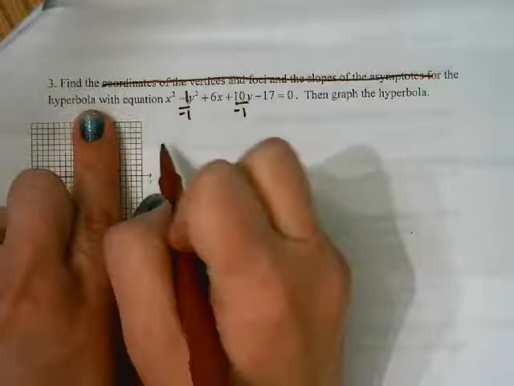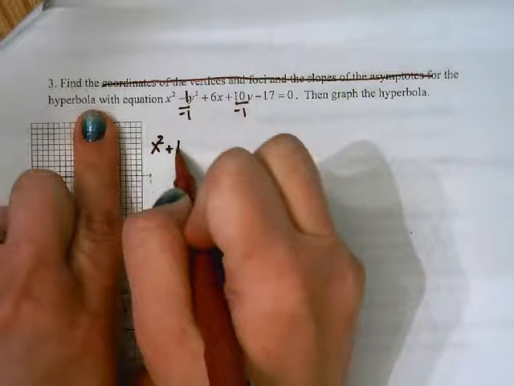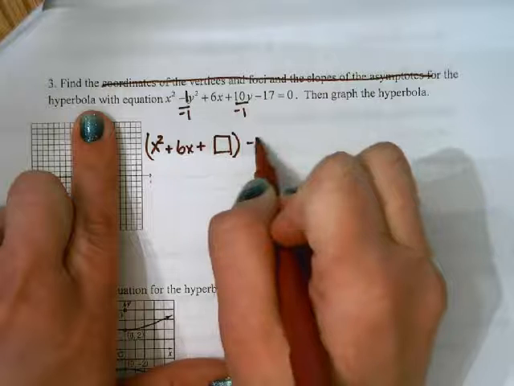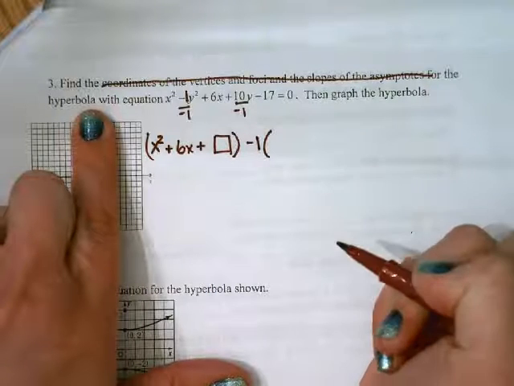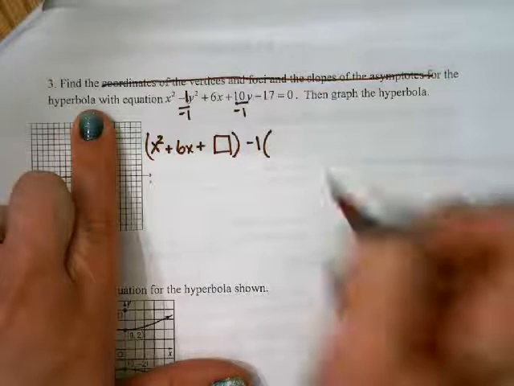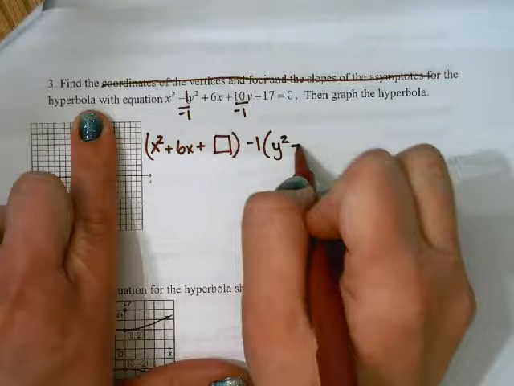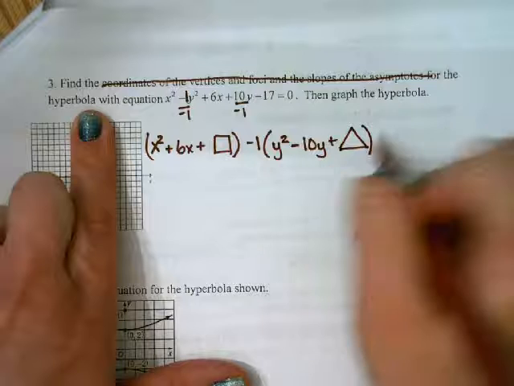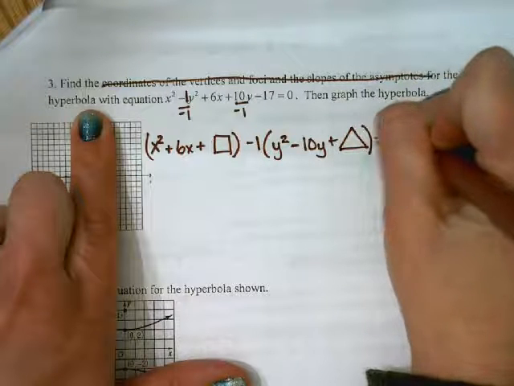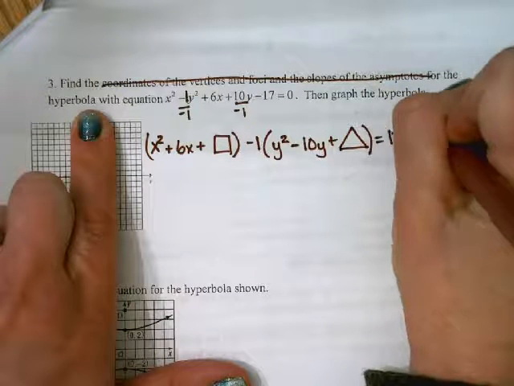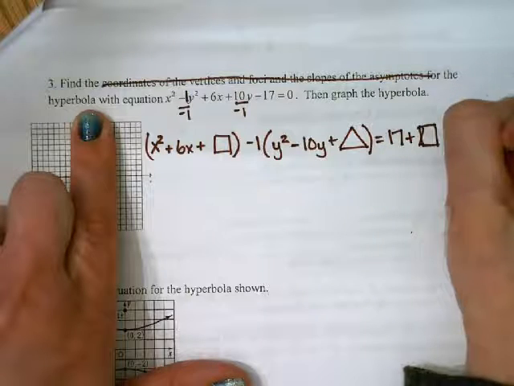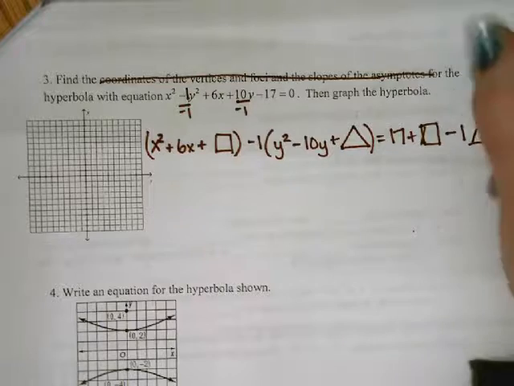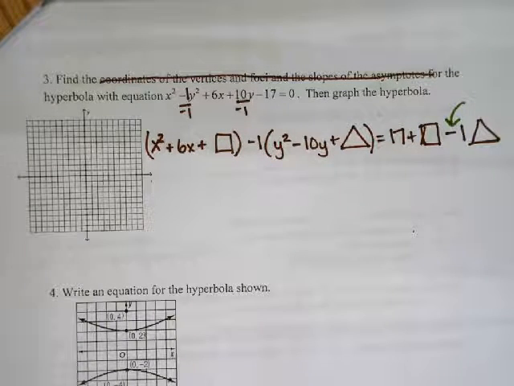All right, so here we go. I'm going to rearrange things. Add in my boxes. I'm going to pull that -1 out front because we have to have a minus between these. So now I have y squared minus 10y plus my triangle equals 17 plus my box minus 1 times my triangle. The trickiest part with hyperbolas is forgetting that that's a negative right there.